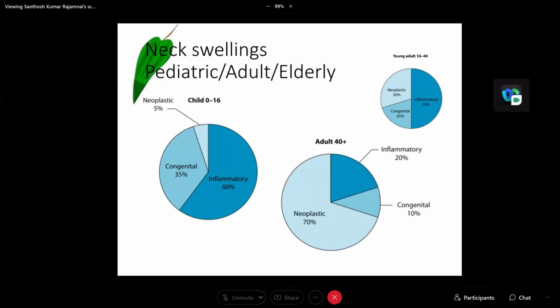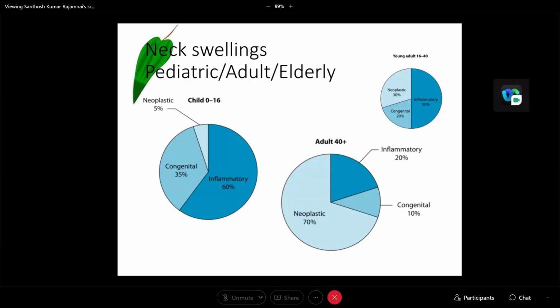So let's look at the epidemiology of neck swellings. Again, this is a broad outline. In children, most commonly neck swellings are inflammatory. So a child who has a neck swelling probably has some form of infection or inflammation. An elderly patient who comes with a neck swelling most likely has a malignancy. So please put this in your mind, please write it down, keep this adage, rather a rule. Any swelling you see in a child is probably inflammatory and benign.